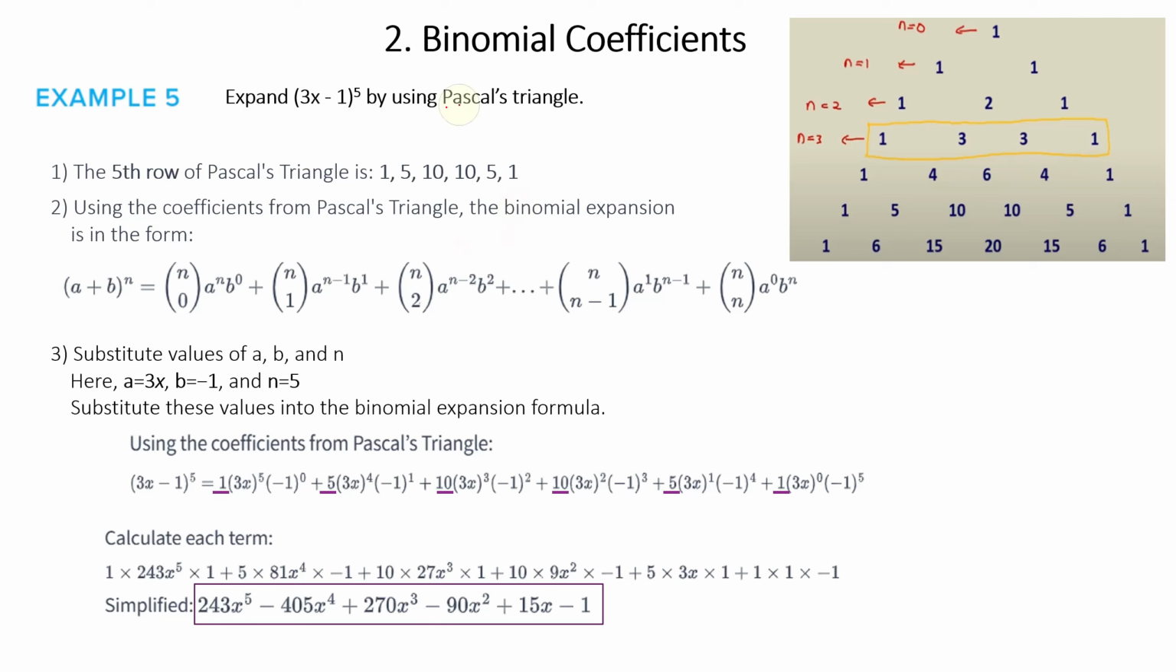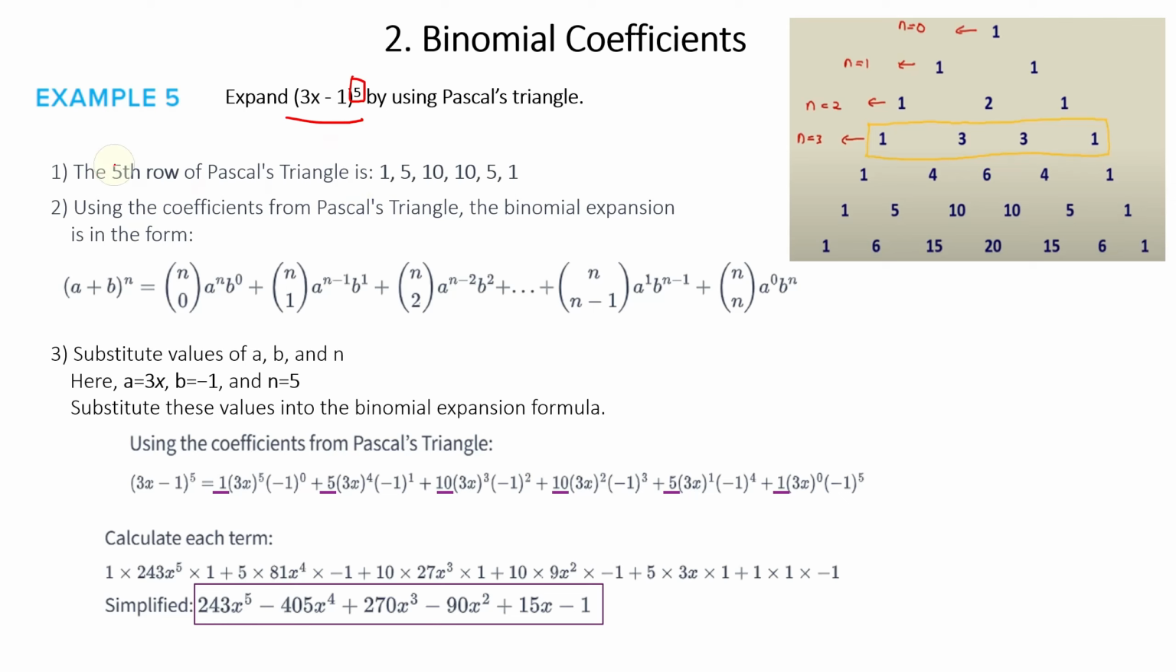Okay, let's have a look at this. Expand (3x - 1) to the power of 5 by using Pascal's triangle. Now, what I have to do is look at the power. The power is 5, and it says I'm looking at the 5th row.